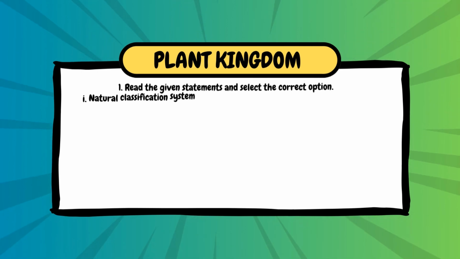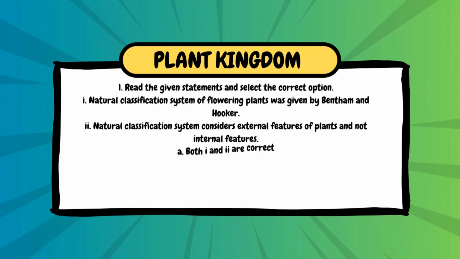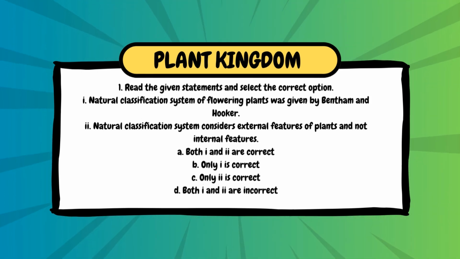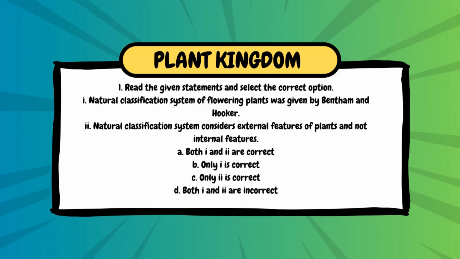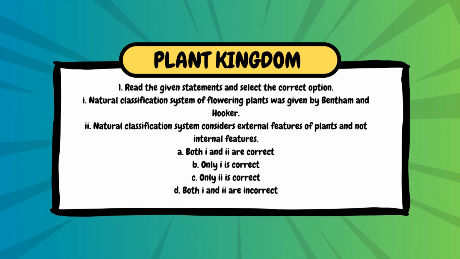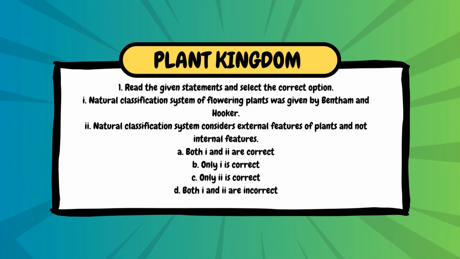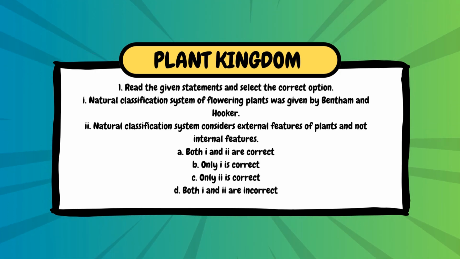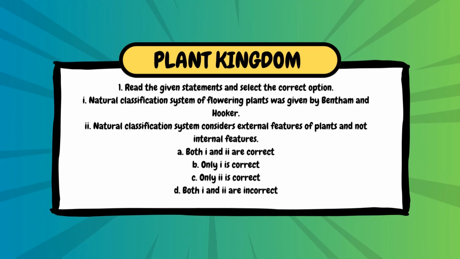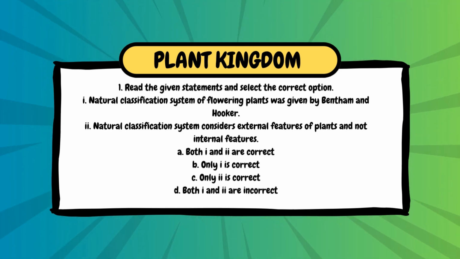1. Read the given statements and select the correct option. I. Natural classification system of flowering plants was given by Bentham and Hooker. II. Natural classification system considers external features of plants and not internal features. A. Both I and II are correct. B. Only I is correct. C. Only II is correct. D. Both I and II are incorrect.